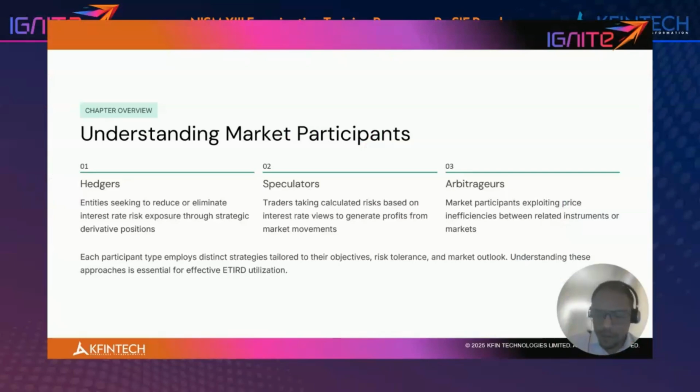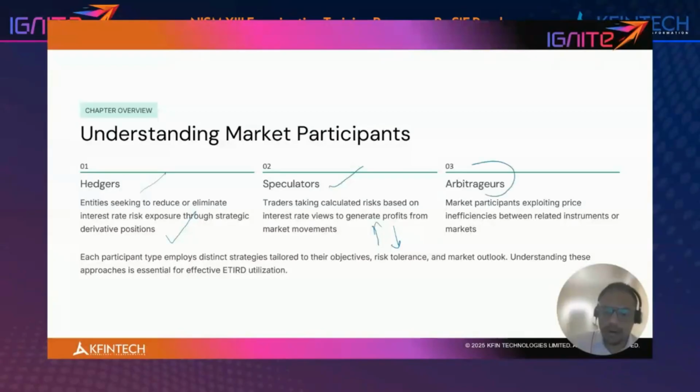Here we are going to see three types of players in the market. One is the hedgers, who hedge their existing holding. It could be an asset or a liability. Their agenda is to simply protect their investments or their loans. Then we have speculators, who are speculating on the direction of the market, whether it goes upside or downside. That's pure speculation.